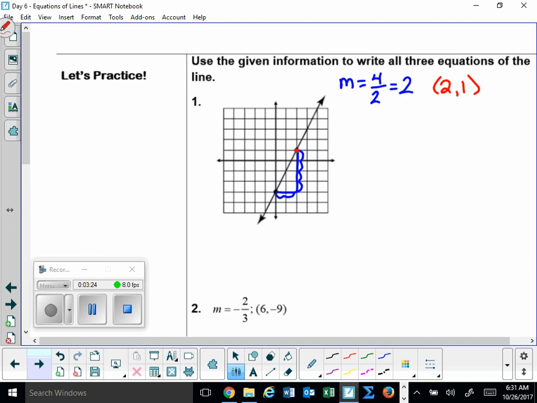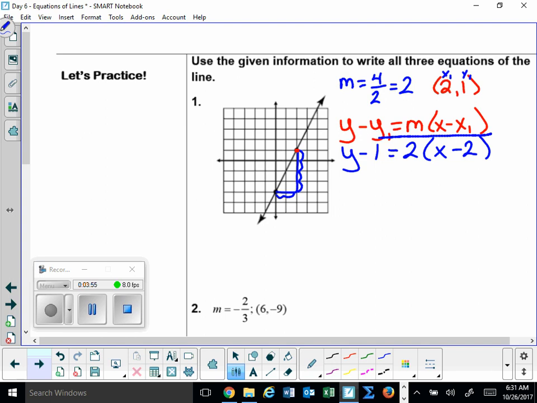Okay, now that I have the point and a slope, I'm going to do point slope form. Y minus y sub 1 equals m times the quantity of x minus x sub 1. And I'm going to substitute. Here's my x1, y1. Y minus 1 equals, replace m, parentheses, x minus, replace x sub 1. That's it. You don't do anything else to that.